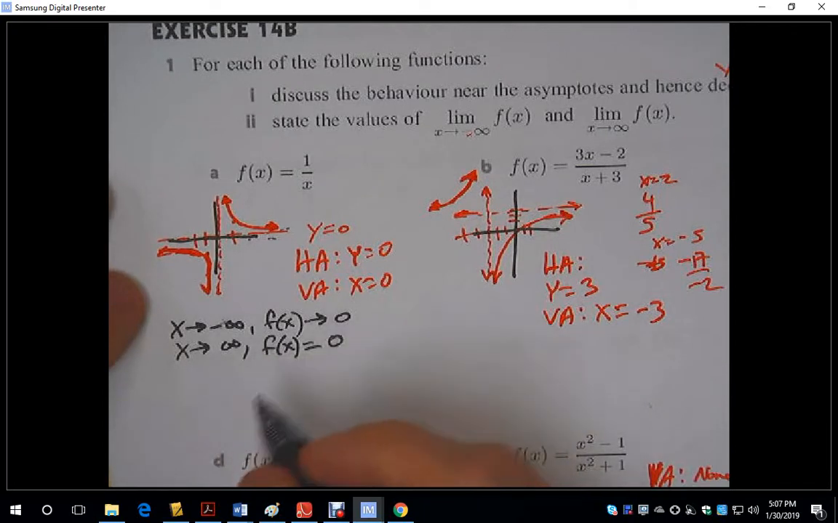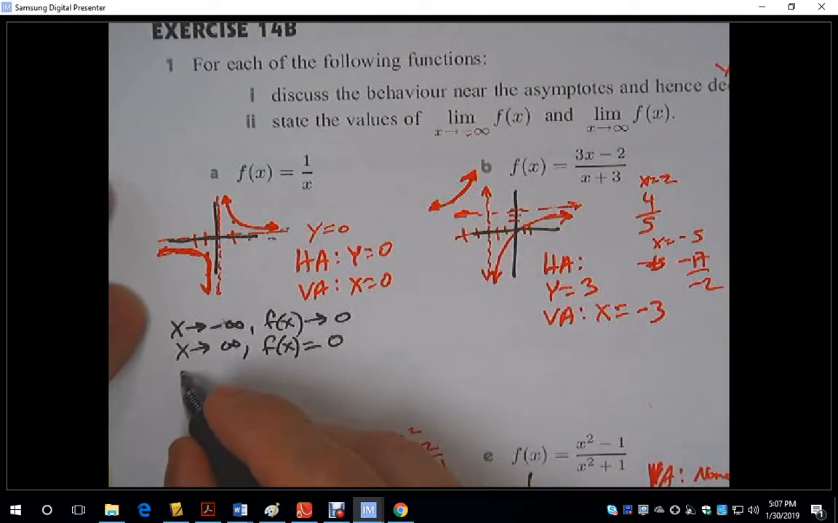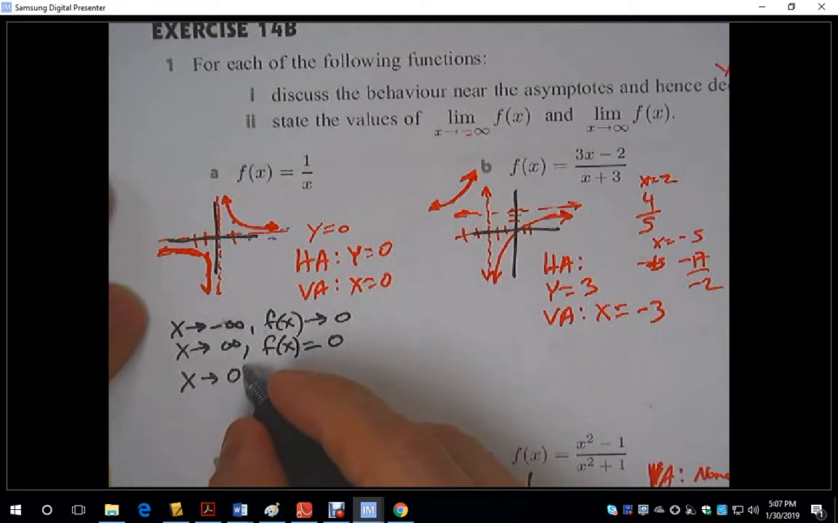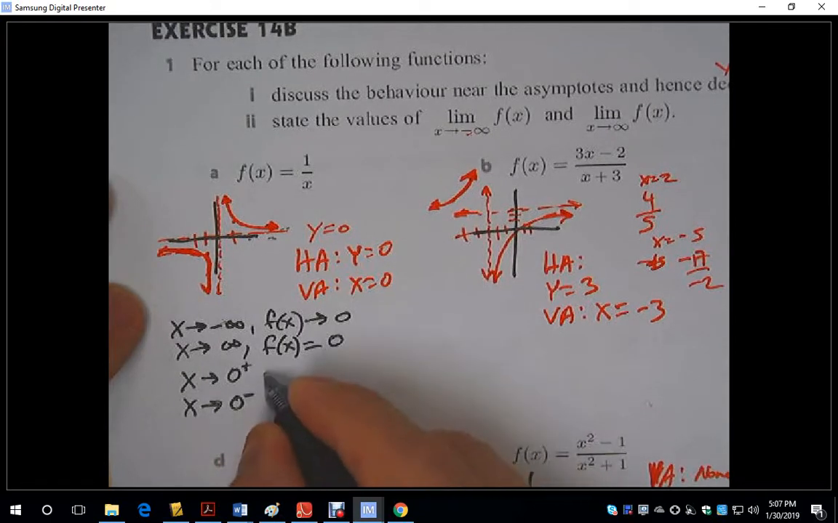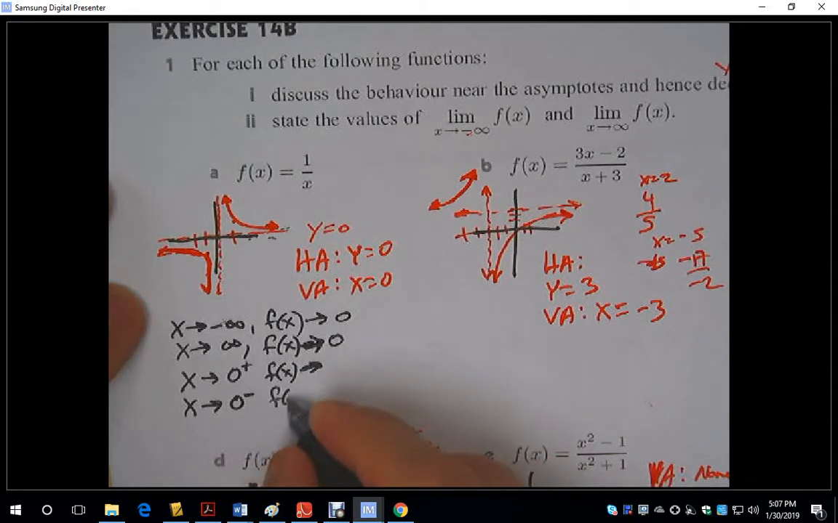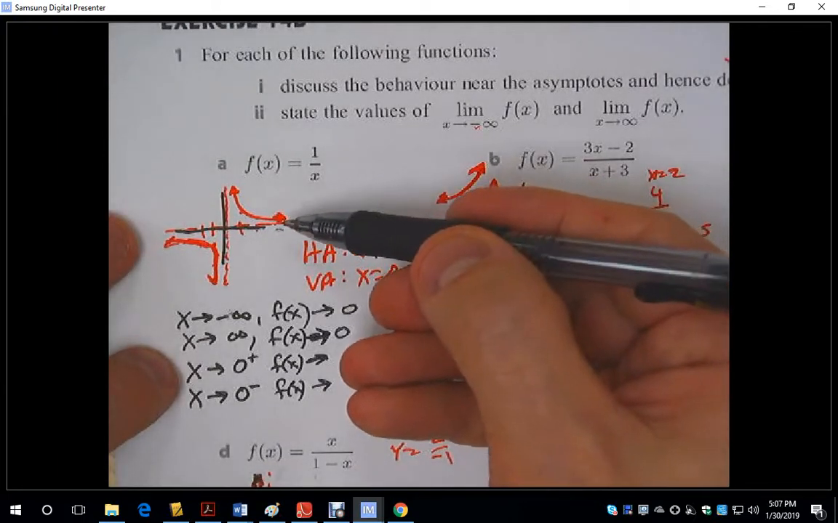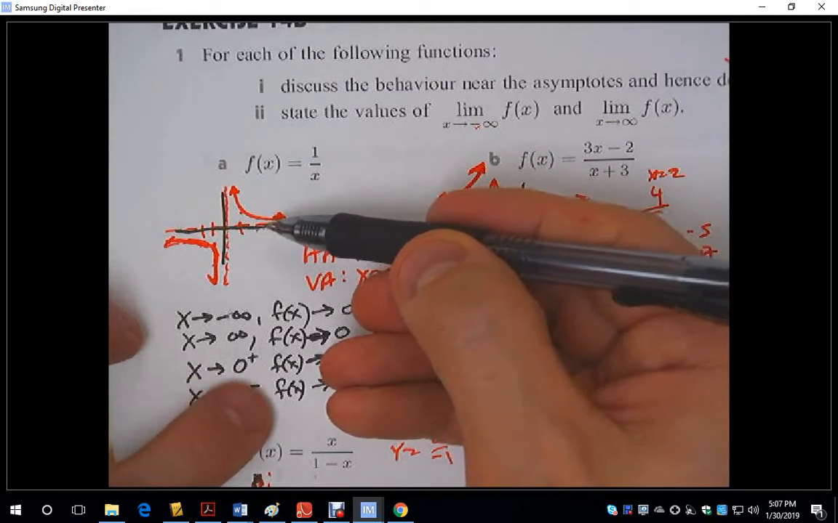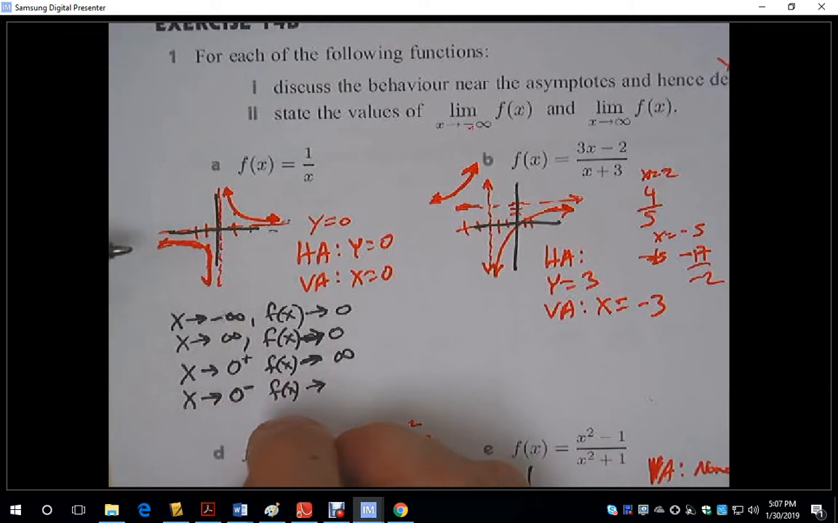We can also look at what happens when we approach our other asymptote, our vertical asymptote. So let's look at when x approaches 0 from the right-hand side versus when we approach from the left-hand side. I should say it doesn't equal 0, these approach. So when I approach x equals 0 from the right-hand side, my y just shoots to infinity. So f of x approaches infinity. And from the other end, when I approach 0 from the left, my y value approaches negative infinity.